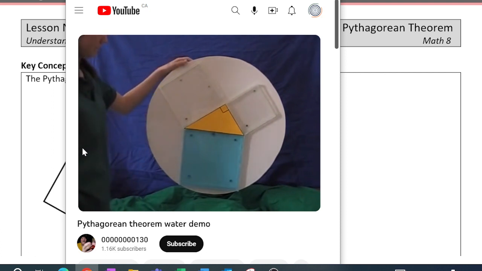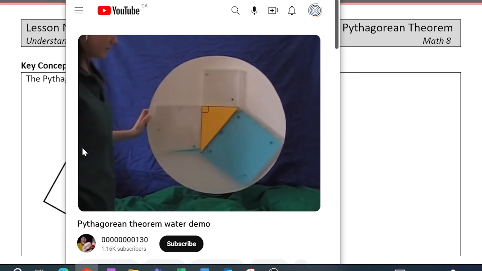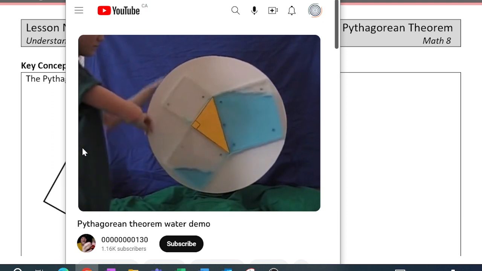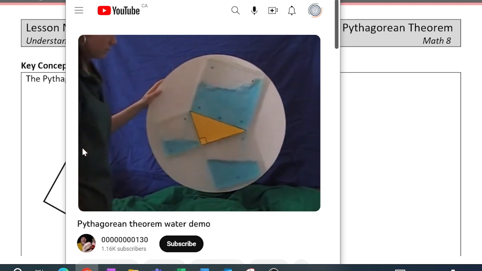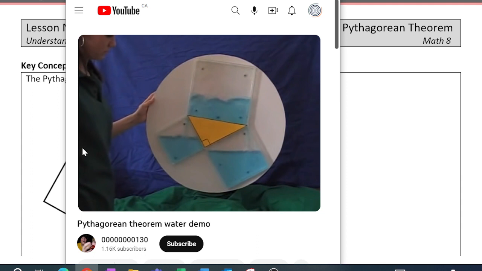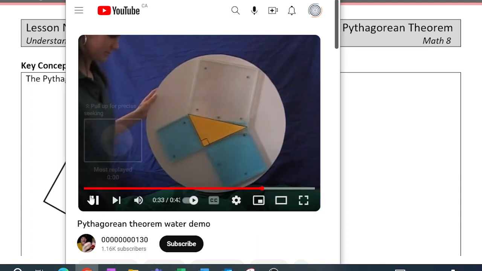Okay, so we see that the 2 smaller squares, when turned upside down, all of their water completely filled the larger square. And then when you turn it the other way, we'll see that the 2 smaller squares get filled up again. So this is essentially the Pythagorean relationship, or the Pythagorean theorem. When we draw squares on each side of a triangle, it has to be a right triangle, then the area of the 2 smaller squares equals the area of the larger square. Okay, so let's get into the lesson knowing that.